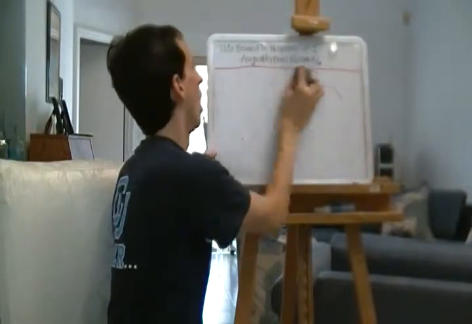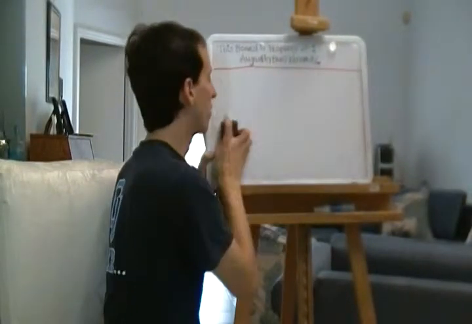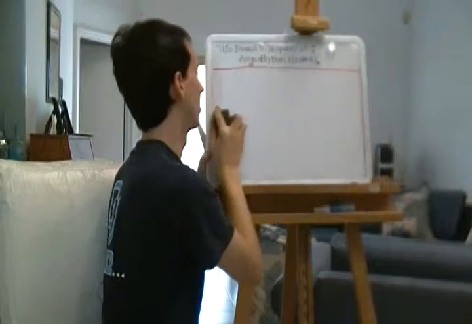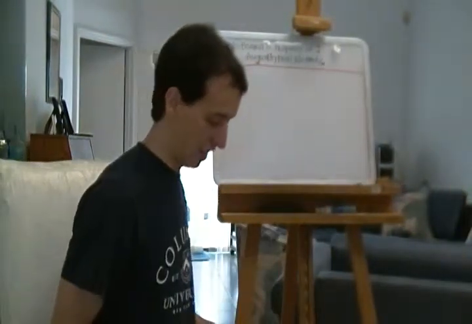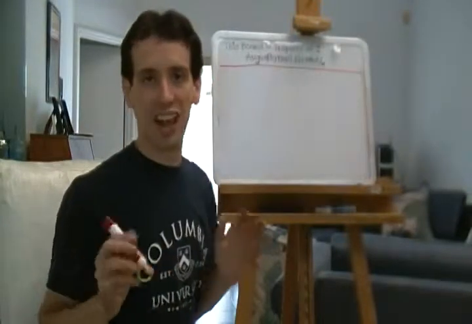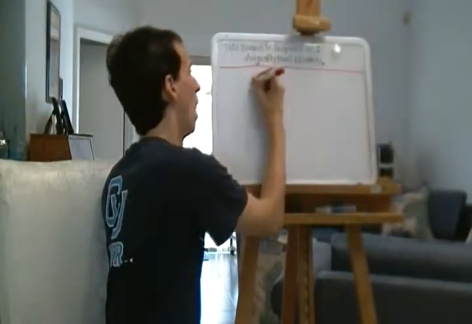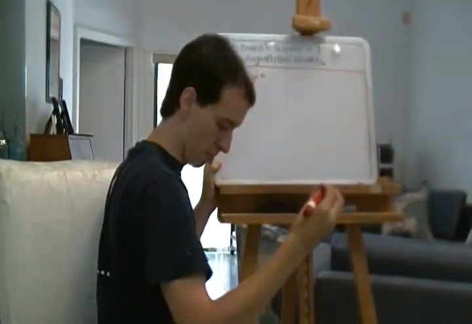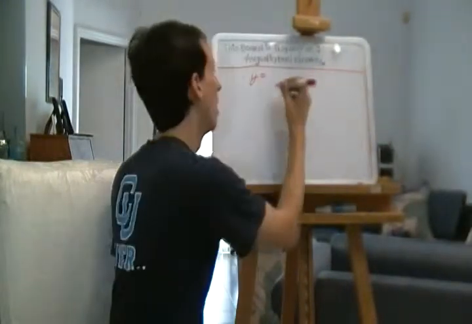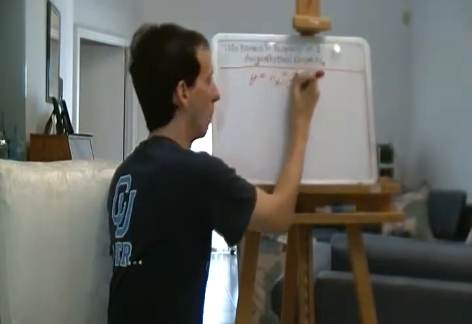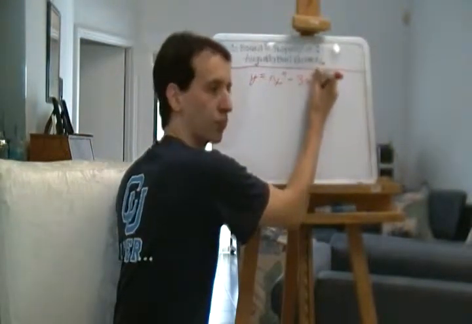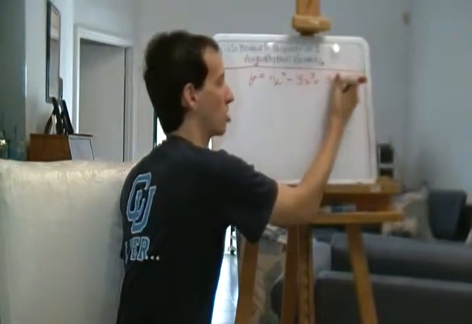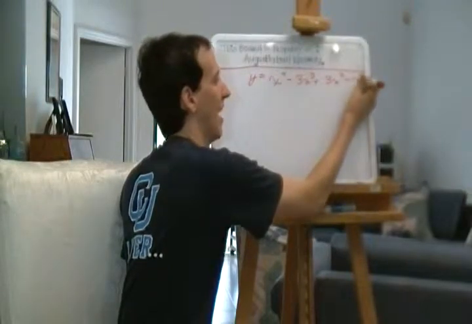Now, there's one more, or two more. Now we're up to the really fun exercises. We've got the graphing exercise. The function that I gave you to graph was y equals x to the 4th minus 3x cubed plus 3x squared minus x.